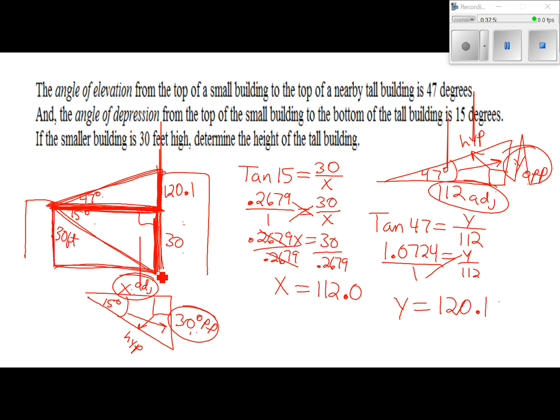Now they wanted the height of the entire building, of the entire taller building. Well, all we got to do is add those two up. So the height of the tall building, I'll just say tall, is about 150.1 feet. So we had to set it up a couple of times there, and some of the problems you're going to have to do that.